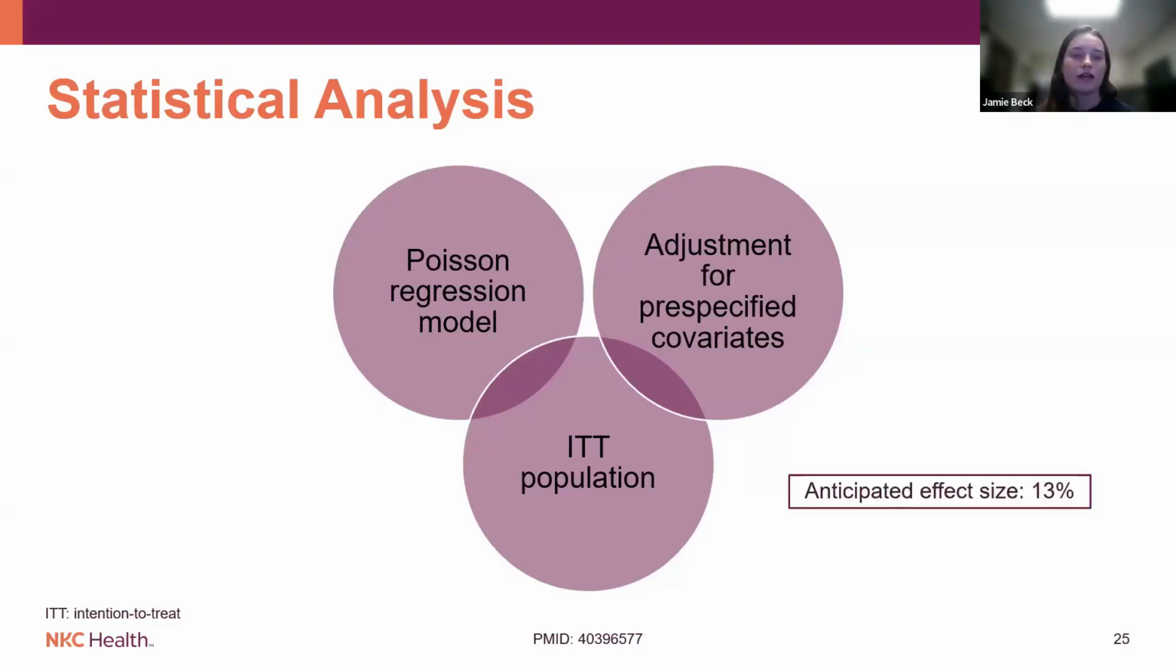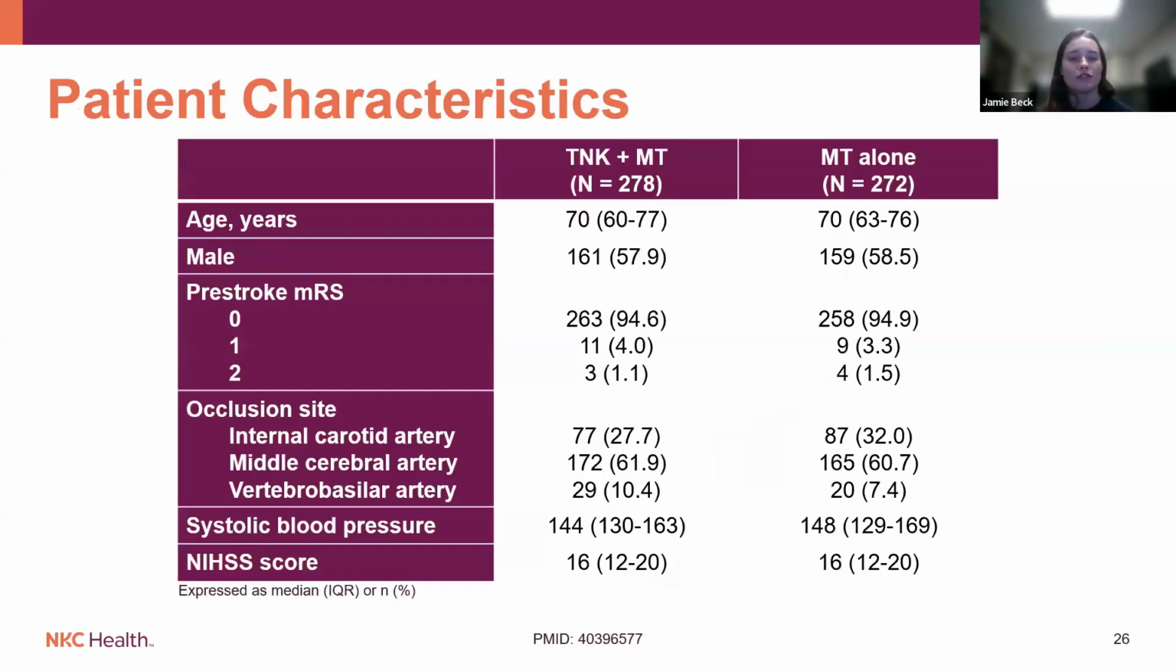They did calculate an anticipated effect size of 13%, or a 13% difference between the groups for the primary outcome, and at 80% power calculated they would need 462 patients. 554 patients were randomized, 4 patients withdrew consent, leading to 550 patients being included in the intention to treat population.